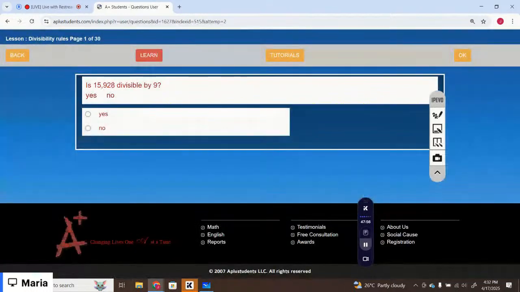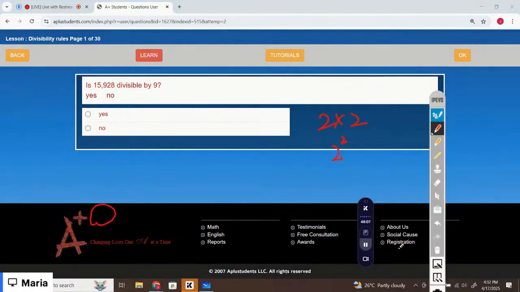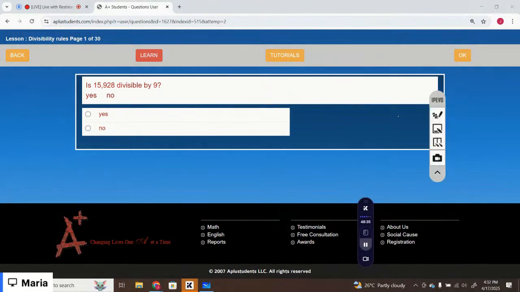Let's just start with the test questions. Is 15,928 divisible by 9? We just learned the divisibility rule for 9, right? The sum of all the digits must be divisible by 9. 9, 10, 15, 16, 17, 18, 19, 20, 25. Is 25 divisible by 9? No. That means 15,928 is not divisible by 9. The correct option is no, that is not divisible.